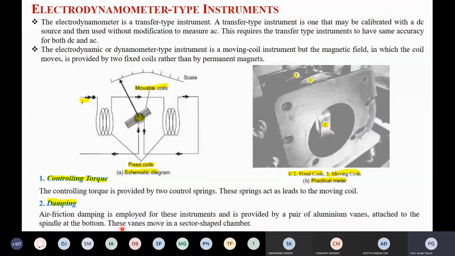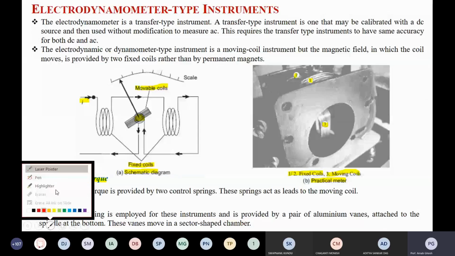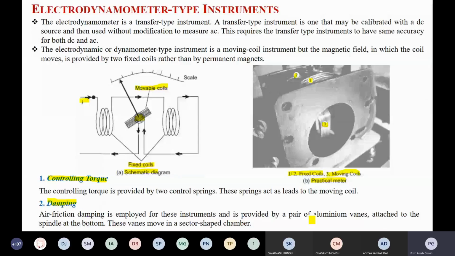So like your previous instruments, some damping arrangement will also be required. Each individual instrument normally has its own type of damping. In this case, we are using a pair of aluminum vanes attached to the spindle at the bottom. This is air damping. Normally, air friction is used for such types of instruments for damping purposes.